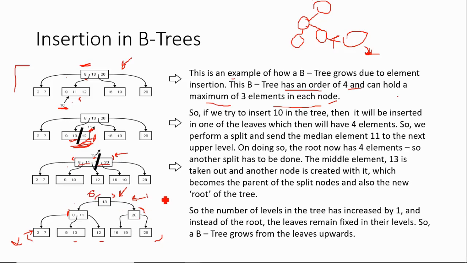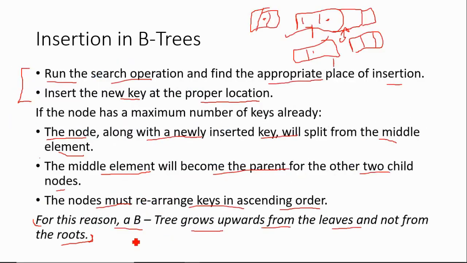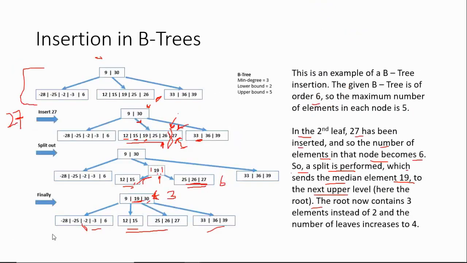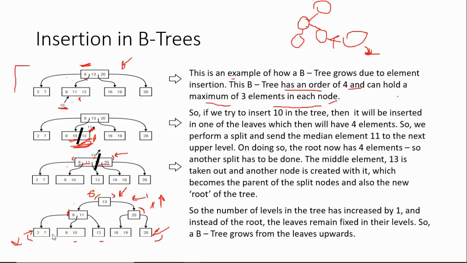So we can say that a B tree grows upward, from the leaves through the root, which was the point here. A B tree goes upward from the leaves and not from the root, because leaves are constant in their position and the root changes its position. So the description says the same thing.